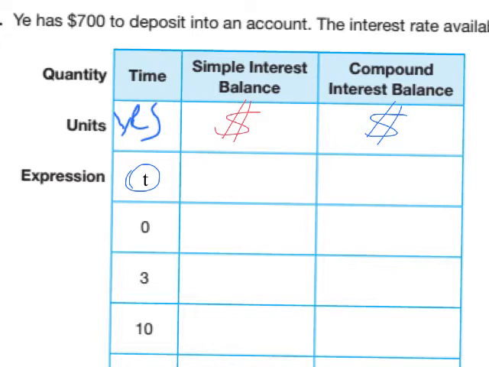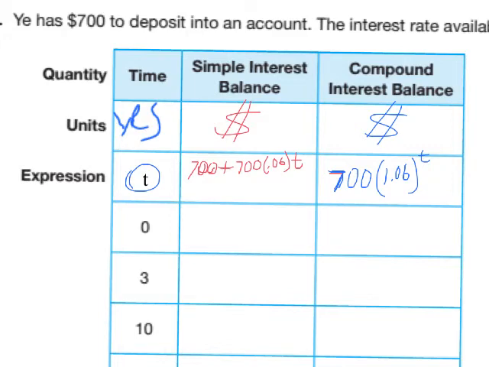So you're going to say, well, okay, that's going to be $700 plus 700 times 6% times t years. And on this one, you're going to use the, which formula was it? The compound interest formula, which is 700 times 1 plus 6%, which is 0.06. So 1 plus 0.06 is 1.06 to the t.